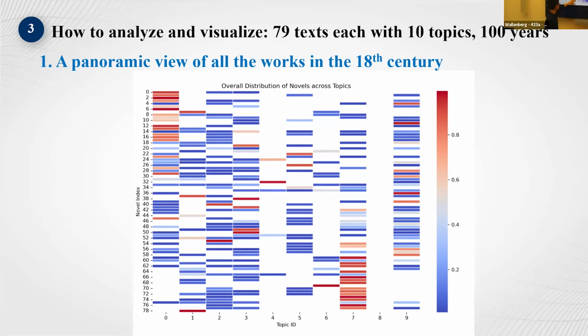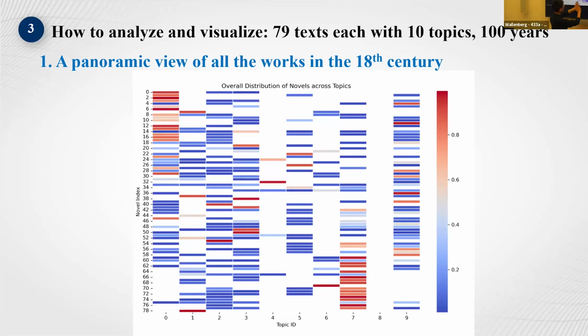So just now we were talking about novel 62. The most important topic for it is topic number 7. And then it has topics 1, 3, and 4. So this shows the overall distribution and gives you a panoramic view of all the novels and their distribution.